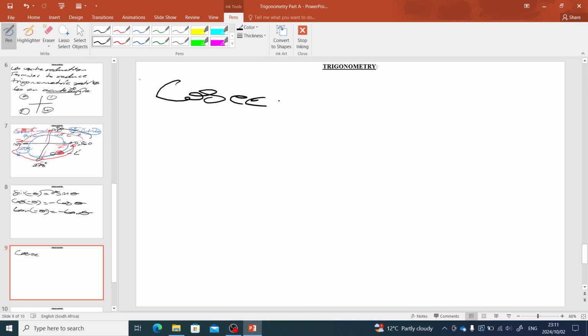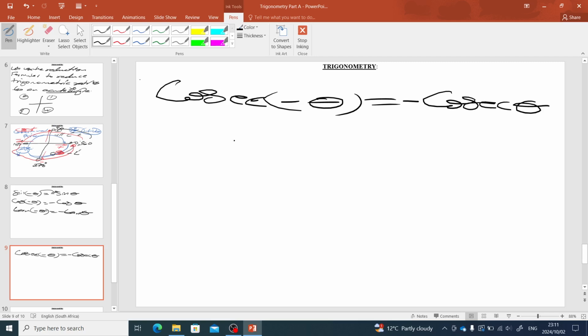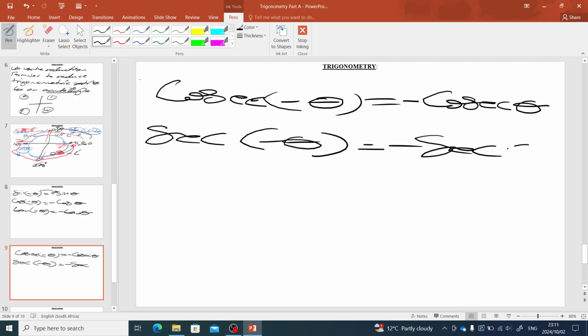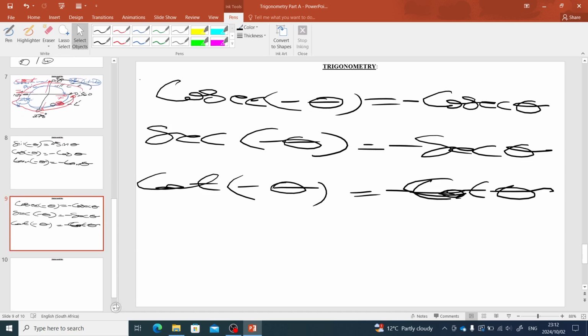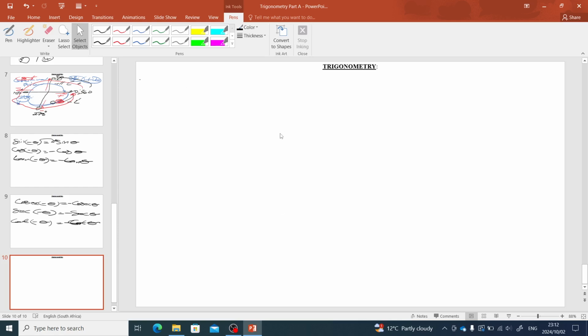Cosec of a negative angle, we can convert it to be positive. It will be negative cosec multiplied by the positive angle. Then sec of a negative angle, we can convert it to positive. It will be sec of the positive angle. Cot will be negative cot of the positive angle. We can therefore convert the negative angles to be positive.